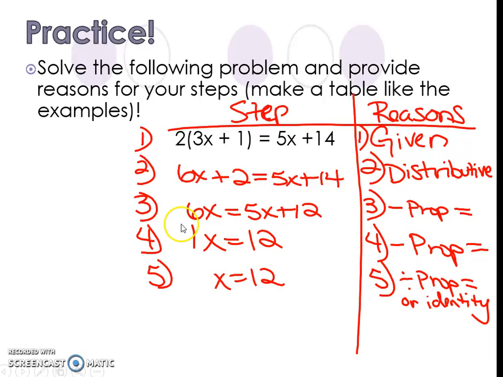And then you're going to write 1x equals 12, and you're going to divide each side by 1, and x equals 12. You're going to write division property of equality, or if you write identity, it is still correct. Now, you can actually elaborate more and write inverse and all that. That is still good to do, but these are the main ones that you should definitely have.